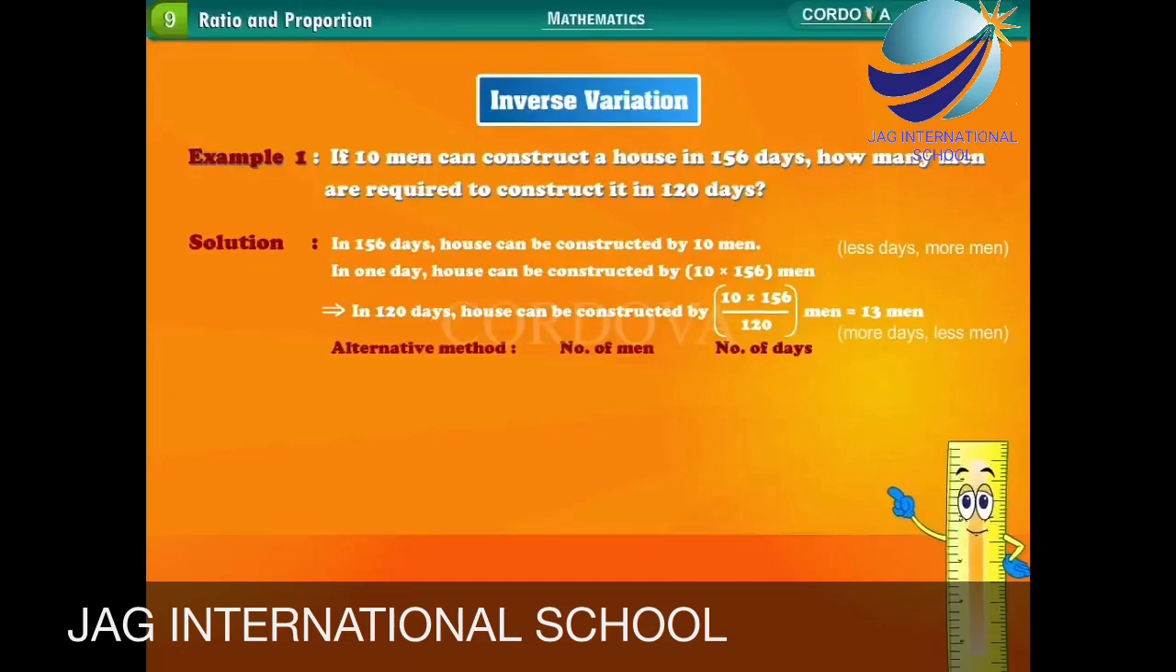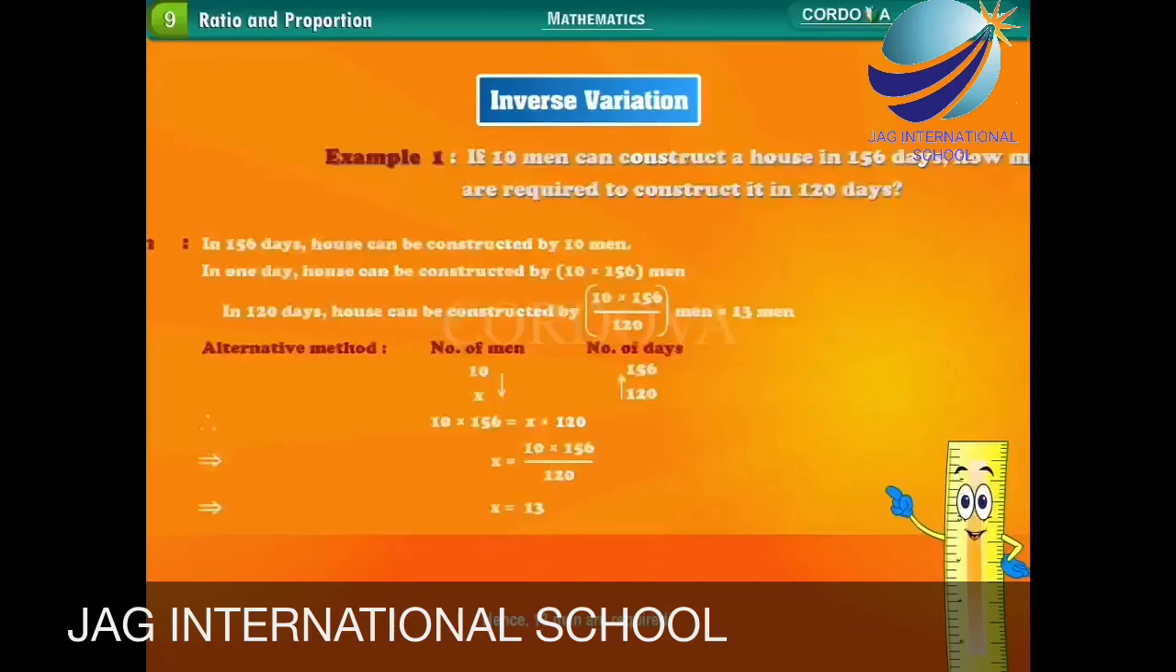Alternative method. Number of men, 10. Number of days, 156. Number of men, x. Number of days, 120. Therefore, 10 into 156 is equal to x into 120. Inverse proportion. This implies x is equal to 10 into 156 upon 120. This implies x is equal to 13. Hence, 13 men are required.